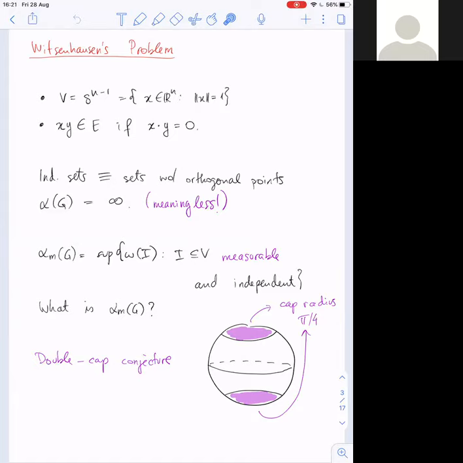They have to be open, right? So they are open spherical caps of radius pi over 4, and they are antipodal. So just like in the picture, the radius of this cap is pi over 4. The radius of this cap is pi over 4. So this is the North Pole. This is the South Pole.